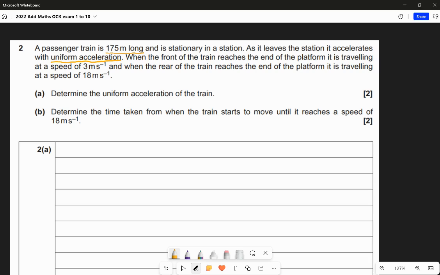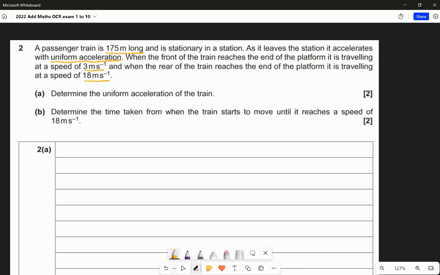When the front of the train reaches the end of the platform, so it doesn't start at the end of the platform, the train is stationary and then it speeds up and then it reaches the end of the platform. It's traveling at a speed of 3 meters per second, so it had to have accelerated up to that speed. And when the rear of the train reaches the end of the platform, it's traveling at a speed of 18 meters per second. Determine the uniform acceleration of the train.